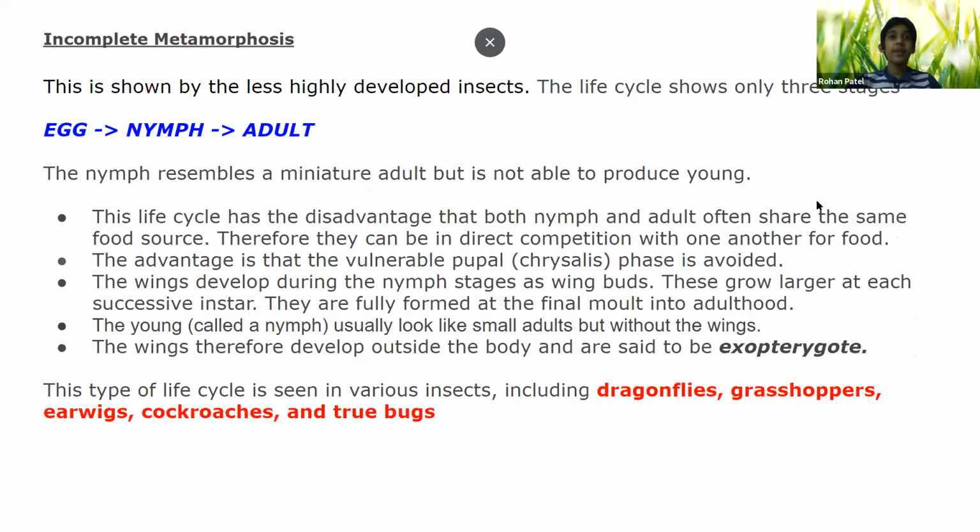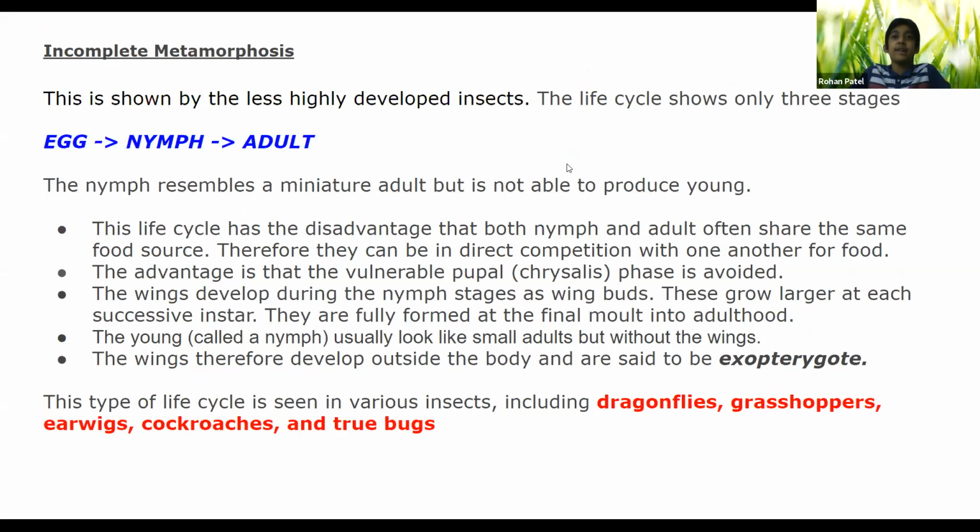Then we have incomplete metamorphosis. This is shown by less highly developed insects, and there are only 3 stages in this life cycle: the egg, the nymph, and the adult. The nymph resembles a miniature adult, but is not able to produce young. So you can think of the nymph as like a teen or a young adult.